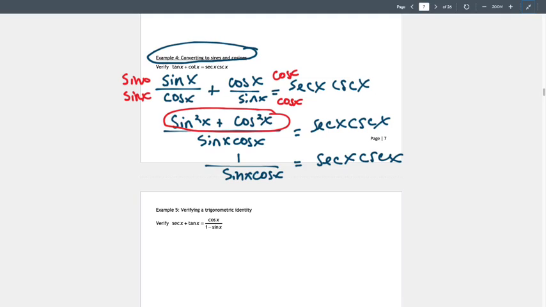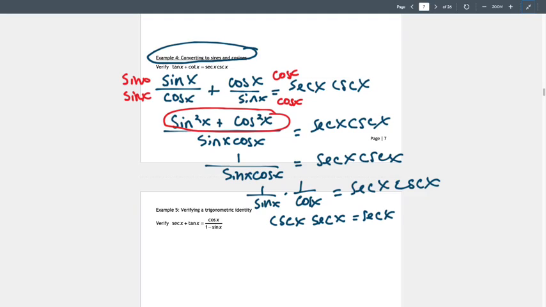Okay, now think of that 1 over sine x cosine x as 1 over sine x times 1 over cosine x. They've just multiplied it together. And then 1 over sine x is the same thing as cosecant x, and 1 over cosine x is the same thing as secant x. And technically, 2 times 3 is the same thing as 3 times 2, so I can just switch that order. And then it looks exactly like the right-hand side. So we have verified it. All right, let's do another one.